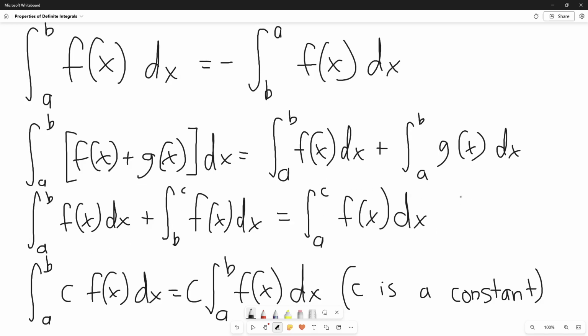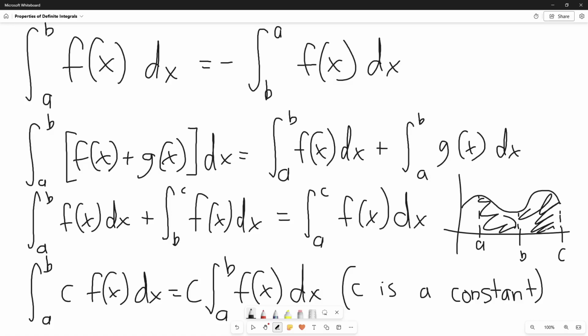To give a visualization, let's say we have a graph like this. This is a, this is b, this is c. So a to b would just be this portion. B to c would be this portion, and you can see that since we have a to b and b to c, that just makes a to c, the whole thing. So that's how that property works.